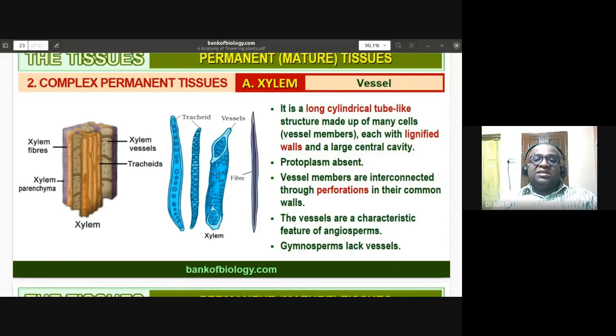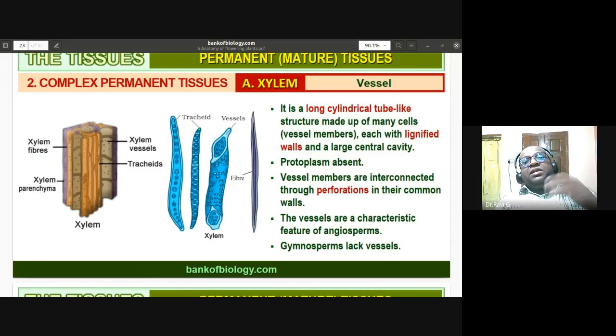Gymnosperms lack vessels. The vessels, or trachea, are found in the higher or advanced plants like angiosperms. There is one exception in gymnosperms, which is called Gnetum. Gnetum is an example of woody climbers. See, Tarzan, you might have noticed that he jumps from one tree to another tree. He can't hold a normal creeper. If he holds a normal creeper, it would snap and he would fall down. So they are woody creepers. What he holds and jumps from tree to tree are woody creepers, which we call lianas. And most of these lianas are because of Gnetum.